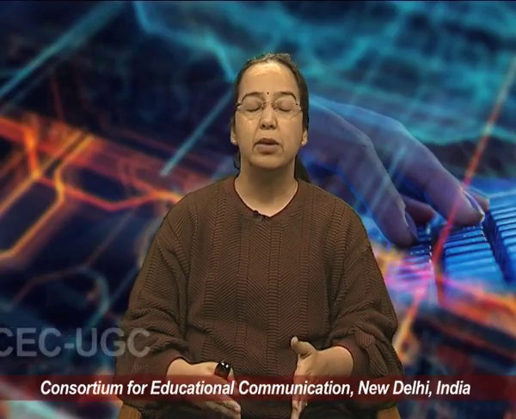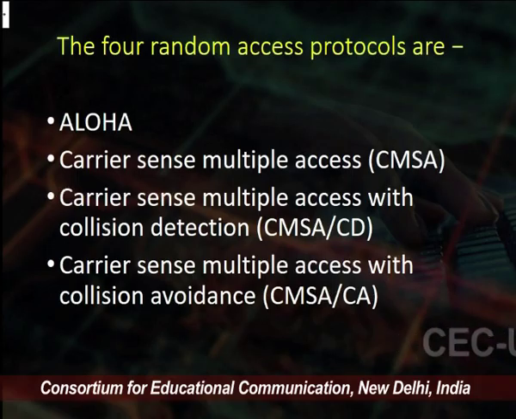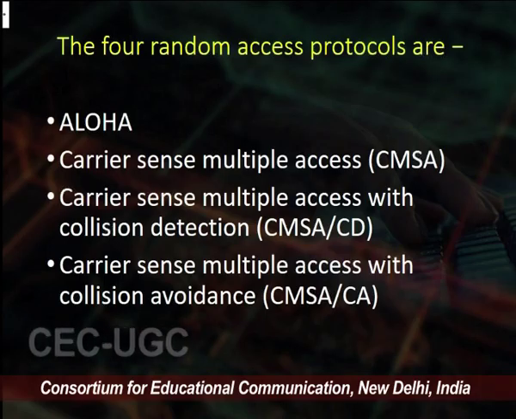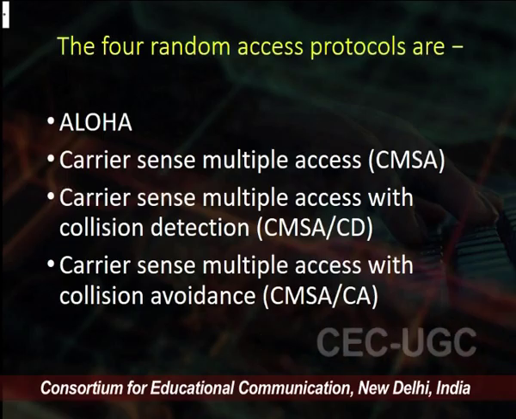The four random access protocols which we are going to cover in this series are ALOHA, with its two versions, pure ALOHA and slotted ALOHA; then CSMA, carrier sense multiple access; then CSMA/CD, carrier sense multiple access with collision detection; and CSMA/CA, carrier sense multiple access with collision avoidance. All these random access protocols we are going to cover.